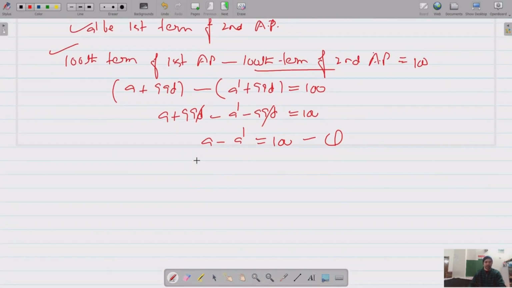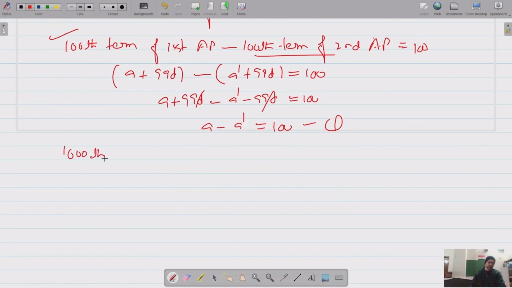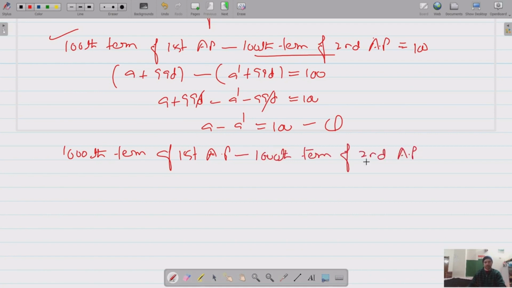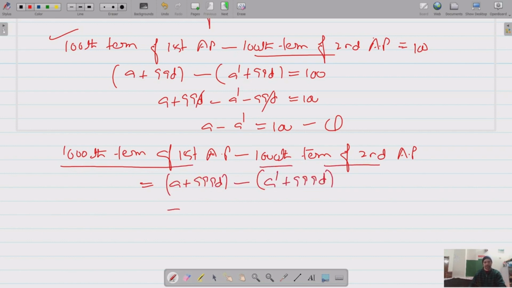Now we have to find the difference between the 1000th terms. So the 1000th term of the first AP is A plus 999D, minus the 1000th term of the second AP, which is A dash plus 999D. If we open this bracket, it is A plus 999D minus A dash minus 999D. So this gets cancelled and we are left with A minus A dash, and A minus A dash is 100.